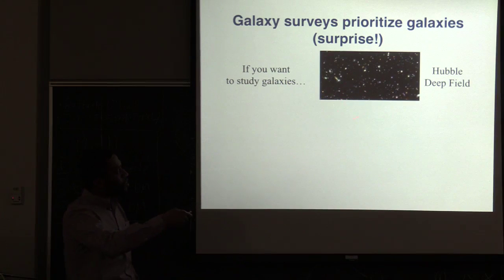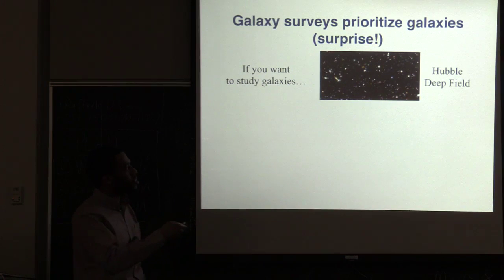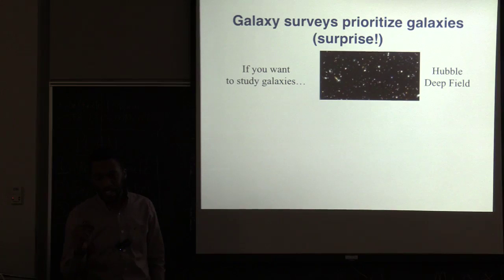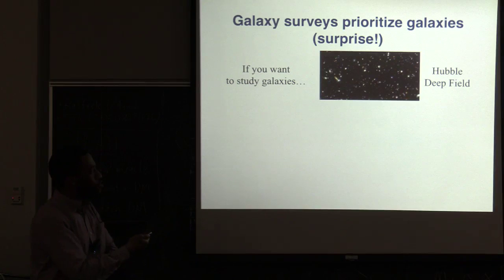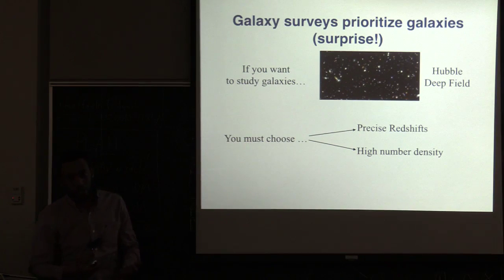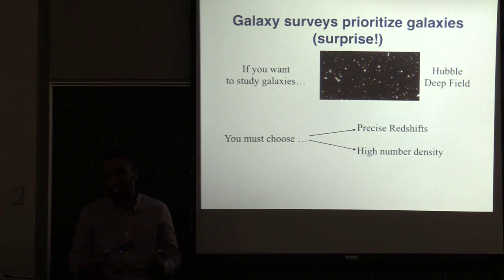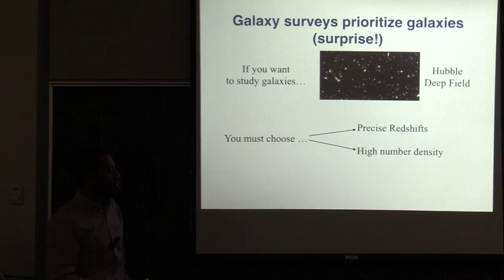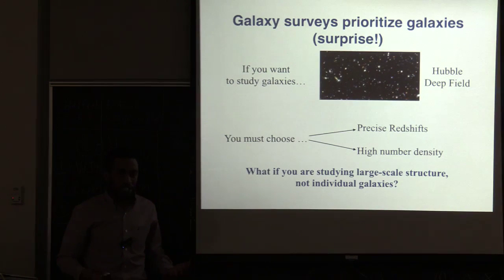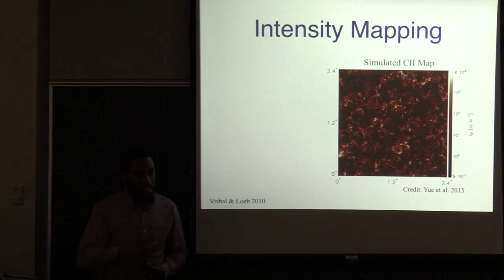And so when you want to look at individual galaxies, well, of course, that's in our solar system. That's not really a big effect for. But the point is that you're looking at objects with very precise angular resolutions. And so if that's what you want, the cosmologists have to choose between having either precise redshifts or high number densities. You normally can't have both. And so if you actually want both of those and you don't really care about the individual galaxies? Well, that's why you want to use a new probe, which is known as intensity mapping.